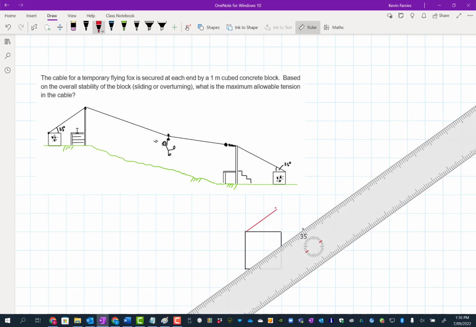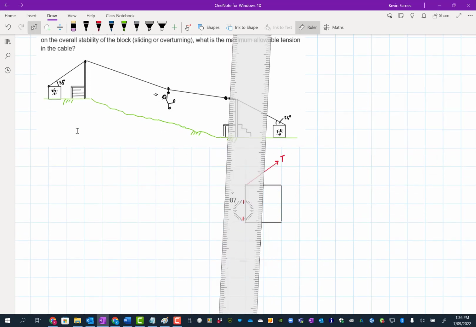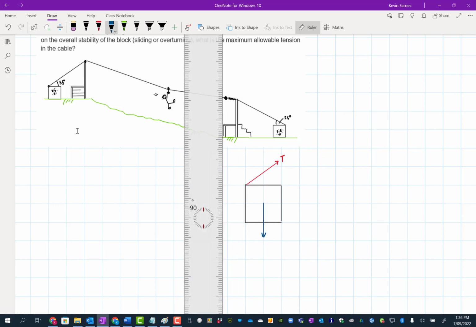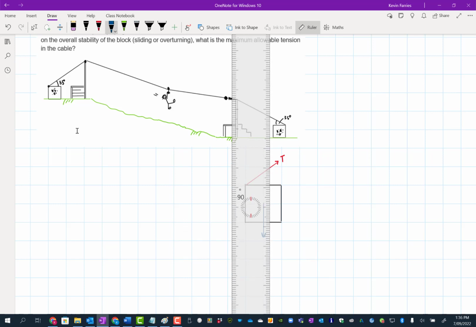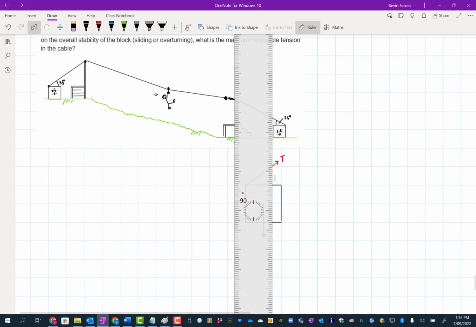So we'll call this T, say. Then what other forces are we going to have? We're going to have the weight of the block, W, say. We're going to have a reaction from the ground upwards, and you can see that this force is definitely going to try and pull this block this way, and so the reaction is going to have to be in this direction somewhat, I would have thought.